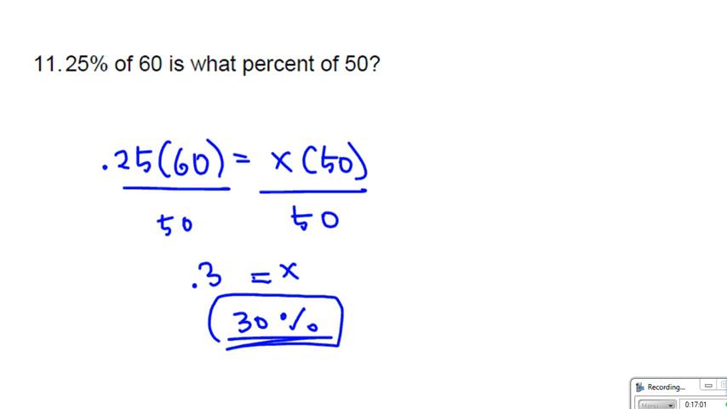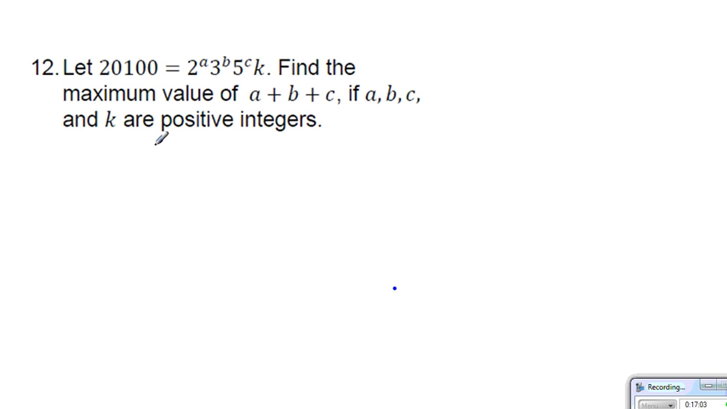All right, so let's look at number 12. So we have 20,100. Now this has been broken down in this way. This basically means we need to do the prime factorization. So let us look into this one together.